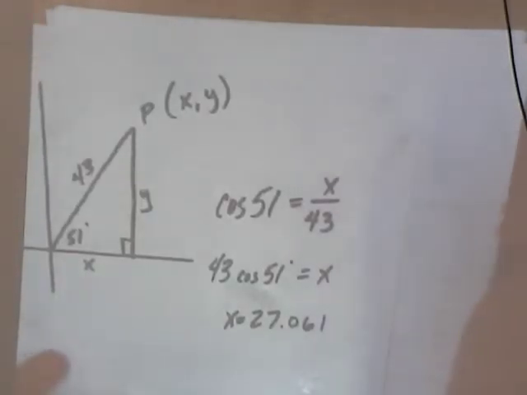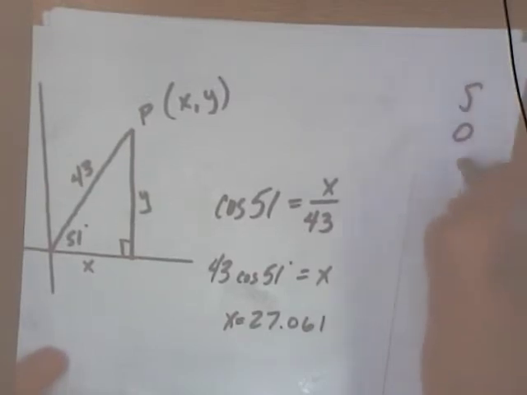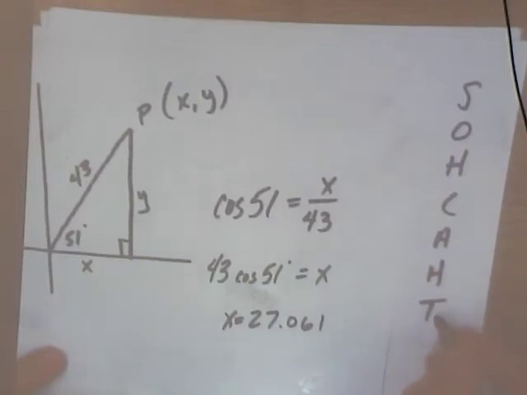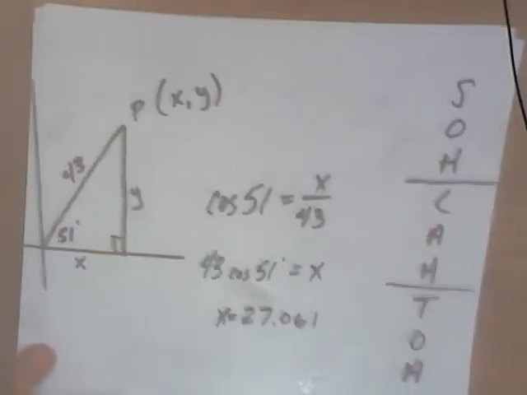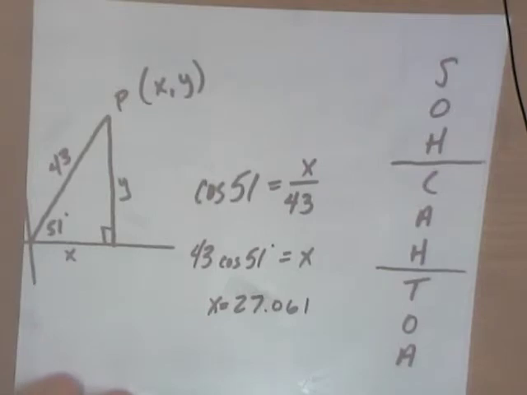Remember what it's saying? Some old hippie caught another hippie tripping on acid. Don't run home and tell your mothers I said that. I've heard that one before. Some old hippie caught another hippie tripping on acid. I can't spell very good, so I had to mix them up. So sine is opposite over hypotenuse. Cosine is adjacent over hypotenuse. Tangent is opposite over adjacent.